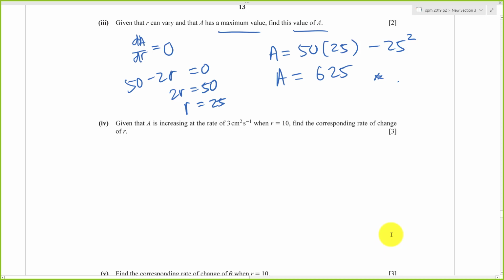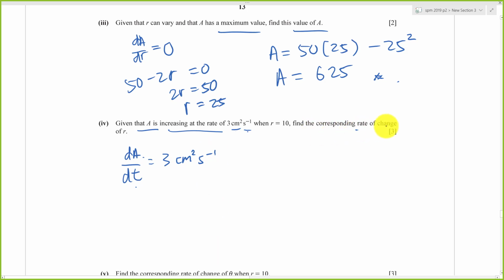Given that A is increasing at the rate of 3 cm squared per second, since A is increasing at a rate, if you guess you should be able to know this is dA/dt, right? I say A is increasing, that is dA. And at the rate, when you see the word rate, that means it's dt. If you're not sure, I always ask you to see the units. Cm squared stands for area, s to the power of -1 stands for time at the bottom, equals 3 cm squared per second.